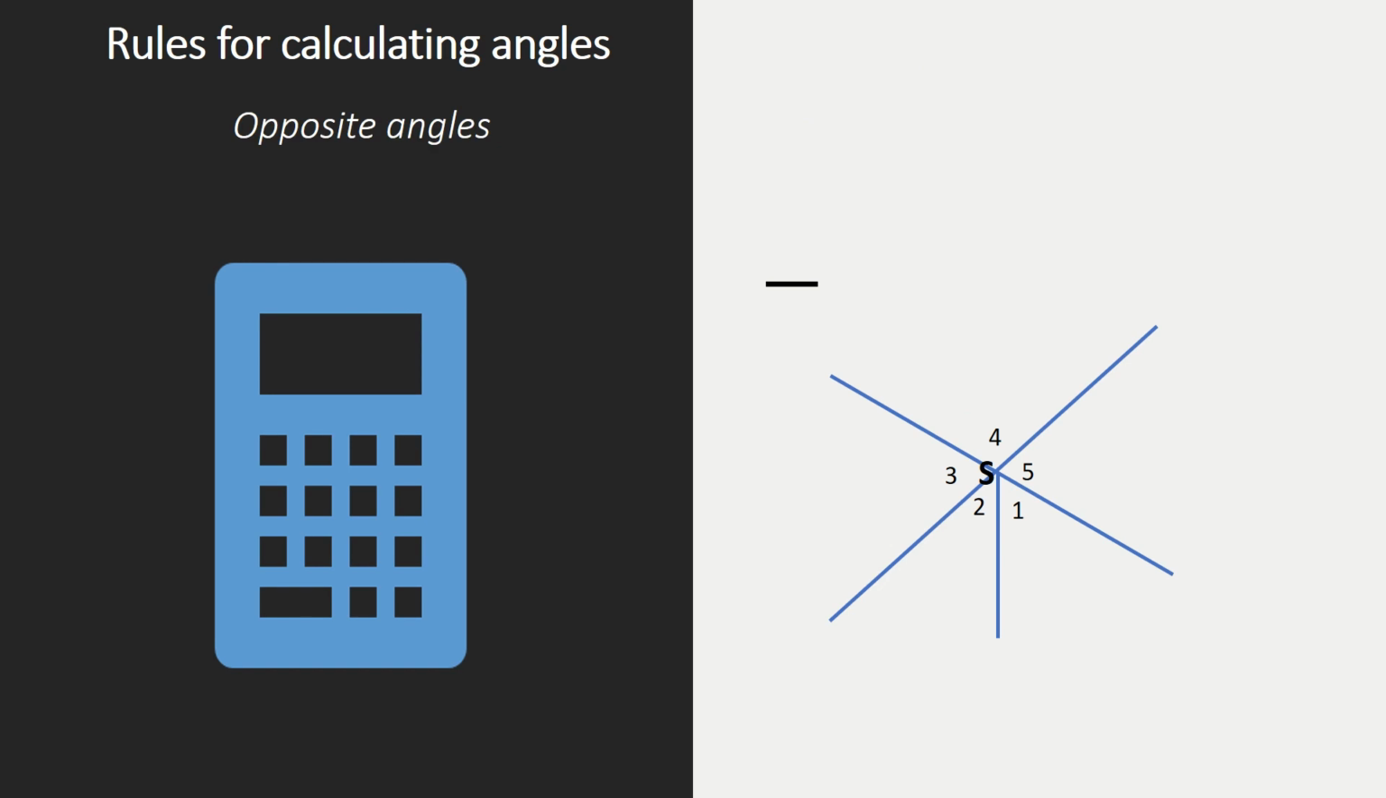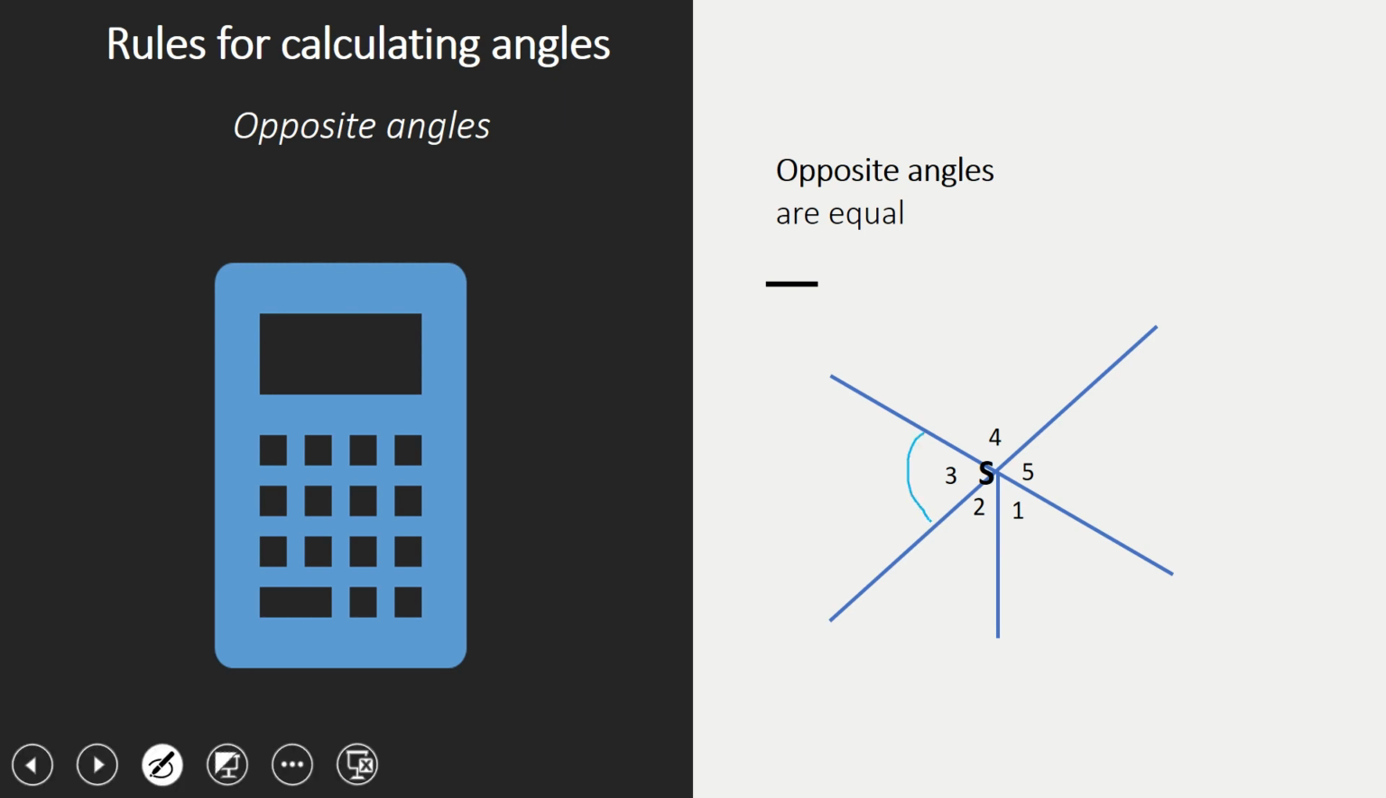Then we're going to have a look at opposite angles. Opposite angles are equal. That is the rule. So if you look at those two lines, they intersect each other at point S, and this line as well. We can see that angle S3 is equal to angle S5. They really look the same. They are the same based upon a rule that opposite angles are equal.